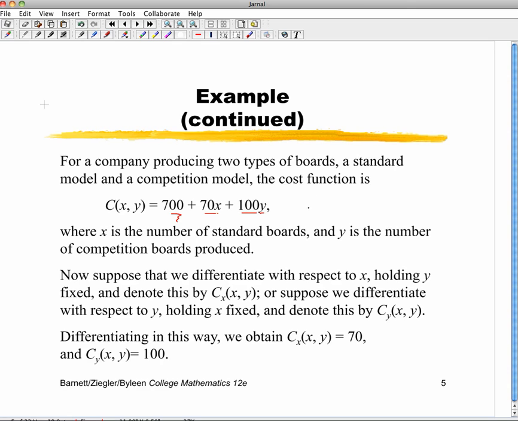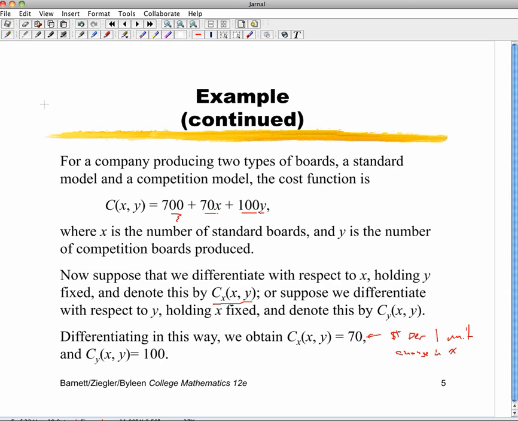So in particular, the derivative with respect to X is going to mean that we want the rate of change of cost with respect to X. We want to know how much cost changes for every 1 unit change in X. So that's what C sub X of X, Y means. It means dollars per 1 unit change in X. And so the key there is that we're ignoring the Y altogether.